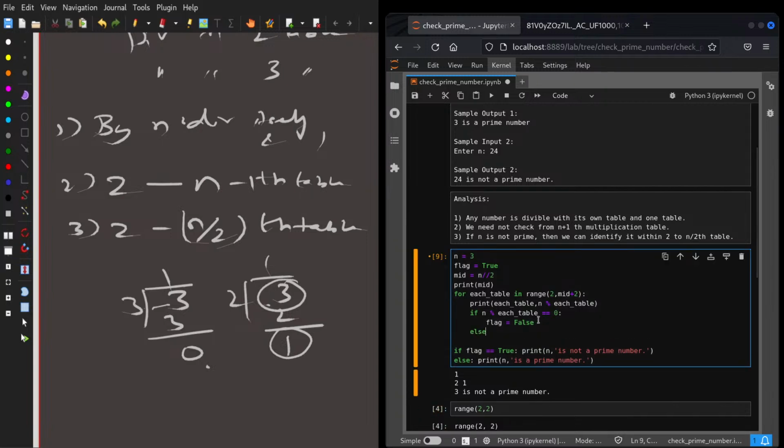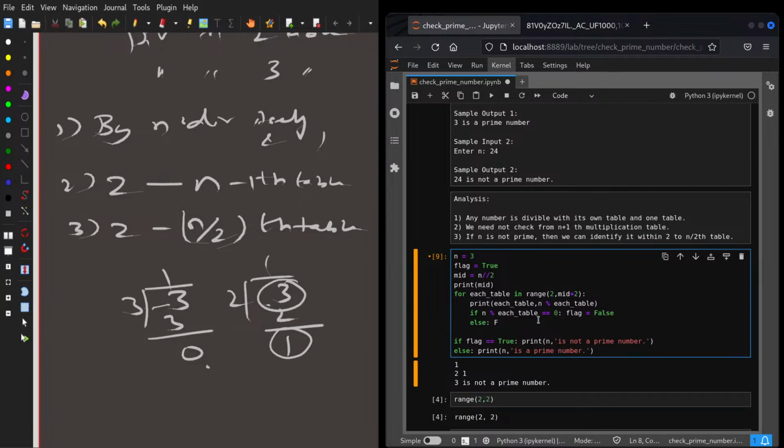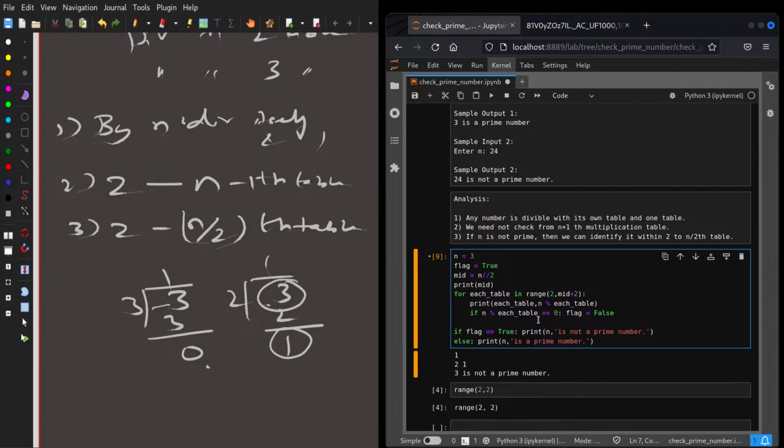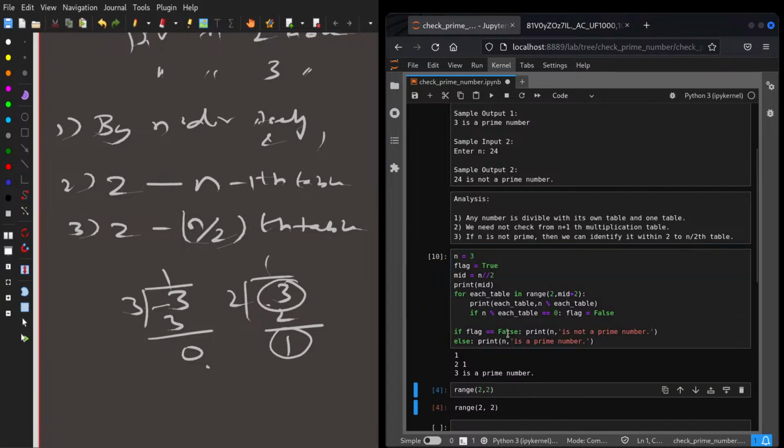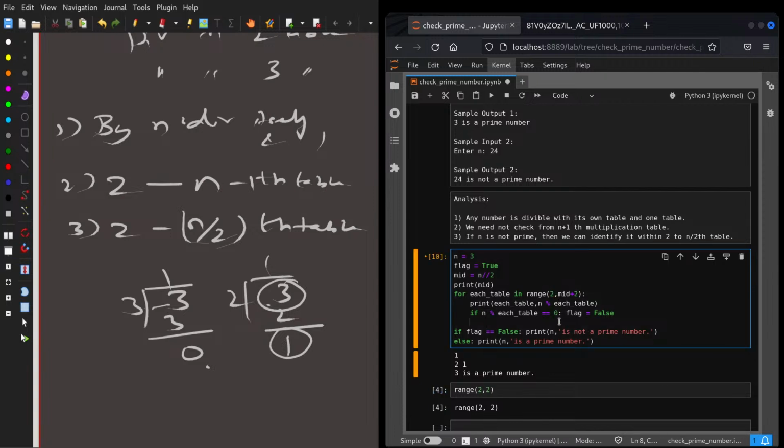If you are getting 1, else, flag is already true, so we may not rewrite it. So the flag will not become false. If flag equal to true, it will remain true. If it is remaining true, our prime 3 is a prime number. Yeah, correct. 3 is already a prime number. So okay, code is working fine.